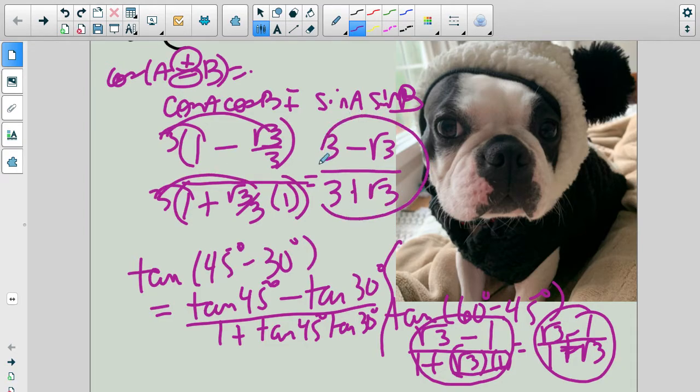So here's one person's answer that might have used 45 minus 30, which takes a little more work. Here's another person's answer that used 60 minus 45, which took very little work. But even less work would have been to put your sine of 15 over your cosine of 15. And then that gives you square root of 6 minus square root of 2 over square root of 6 plus square root of 2.